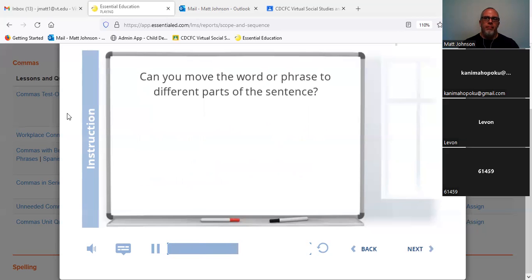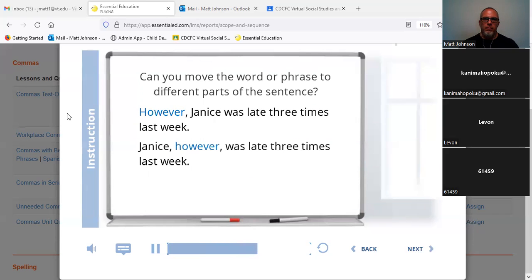Another test is whether you can move the word or phrase to different parts of the sentence. Does it still make sense? Then that's an inessential word or phrase that should have commas around it. Remember the words "however" and "of course"? They can move around a sentence, and they get set off by commas. Here's an example. However, Janice was late 3 times last week. Janice, however, was late 3 times last week. Janice was late 3 times last week, however.